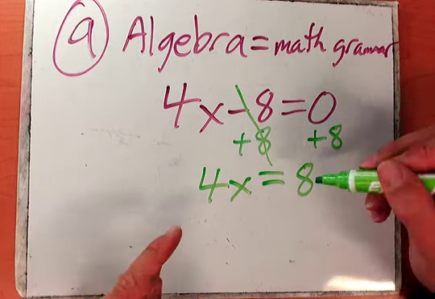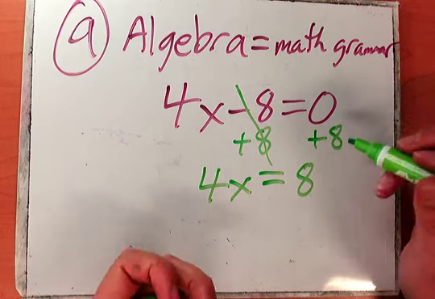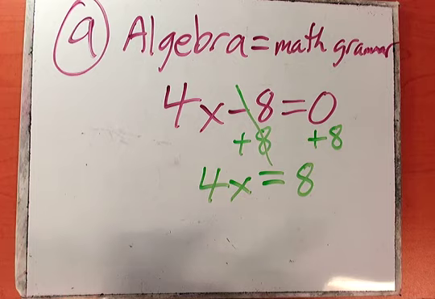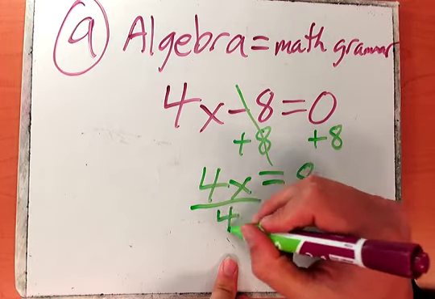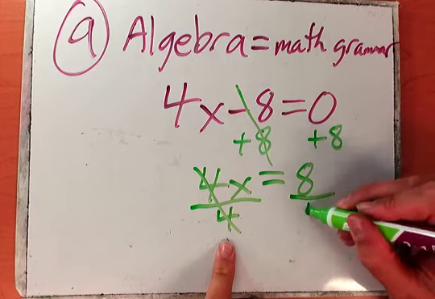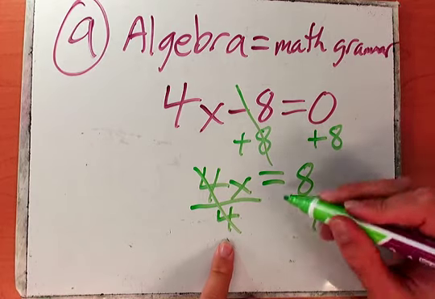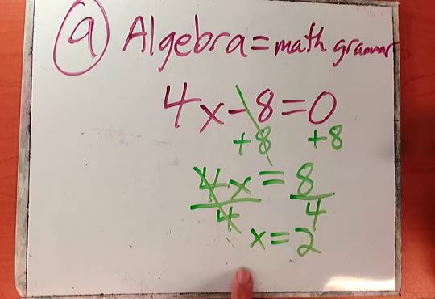Now I could gut check this and know that x is 2, but let's actually do the math here. The math would tell me that I need to get rid of this 4, so I divide by 4. But if I did something to this side, I need to do it to this side. I divide by 4 there. 8 divided by 4, x equals 2. So that's my answer to this question.